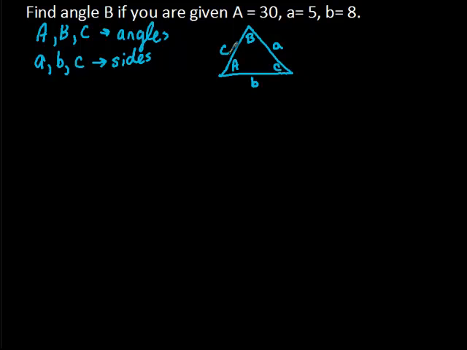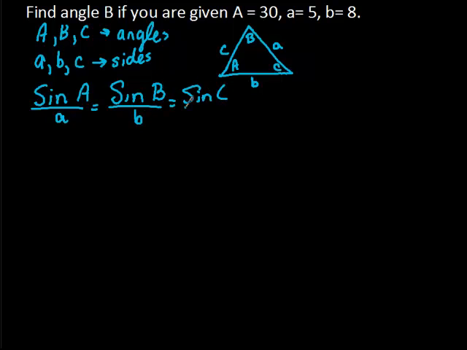We also have the law of sines, which we haven't really put up here on the formula sheet yet. Sine of A over lowercase a equals the sine of B over lowercase b equals the sine of C over lowercase c. For this problem, we have to go through and find angle B.